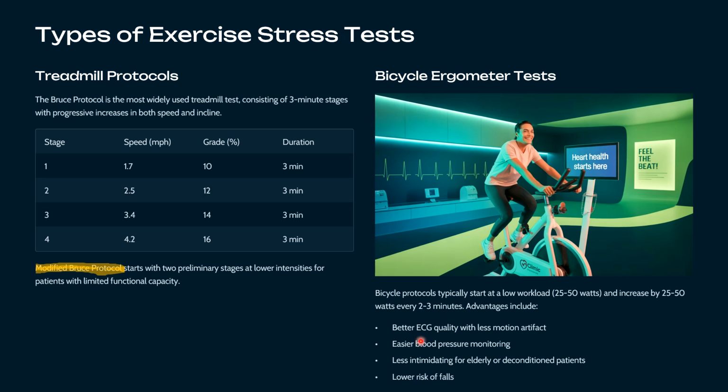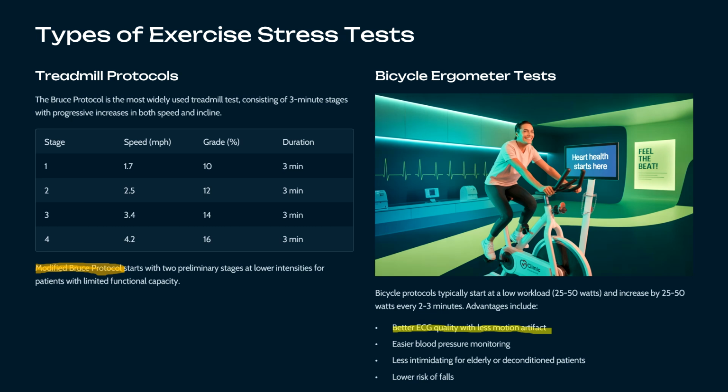Now, regarding the bicycle protocol, it is started with a low workload of 25 to 50 watts, and increased by 25 to 50 watts every 2 to 3 minutes. What is the advantage of this bicycle ergometer test compared with the treadmill protocol? A better ECG quality with less motion artifact. When a person is running on a treadmill, there is every possibility of losing the ECG leads.